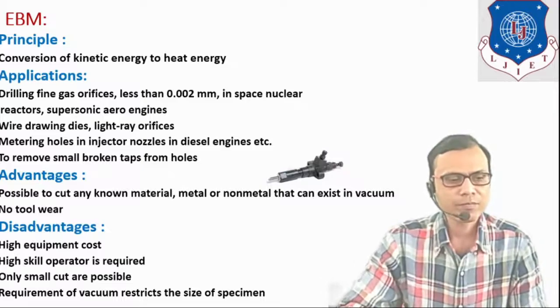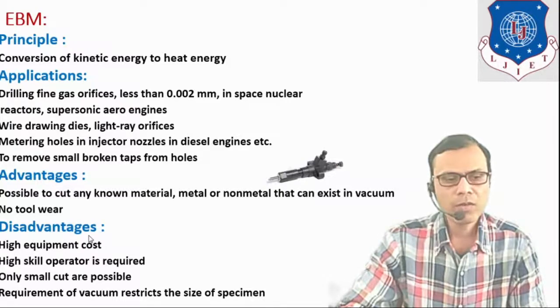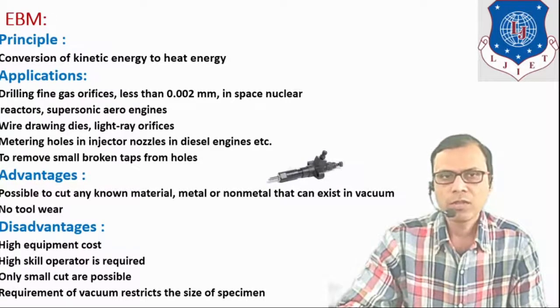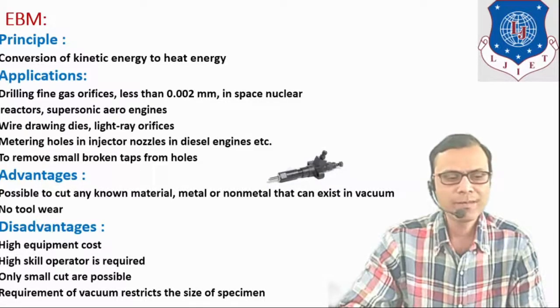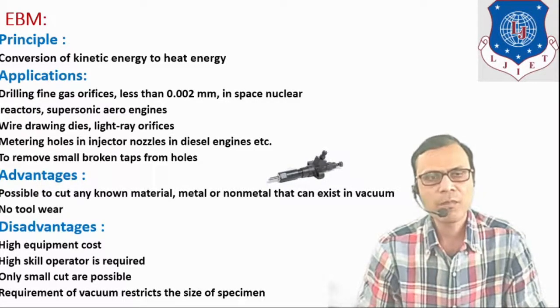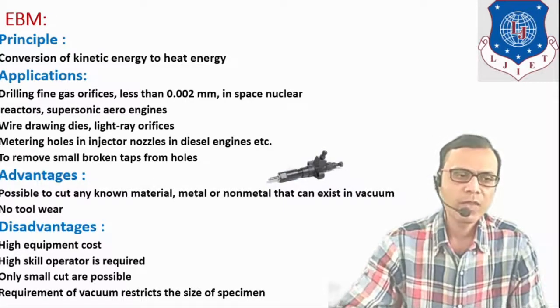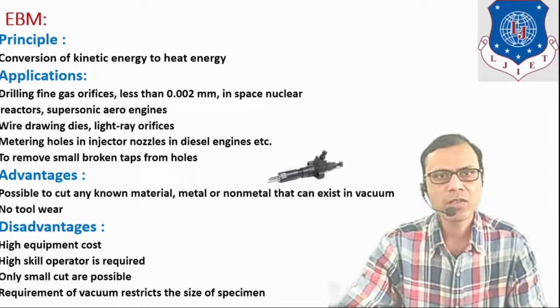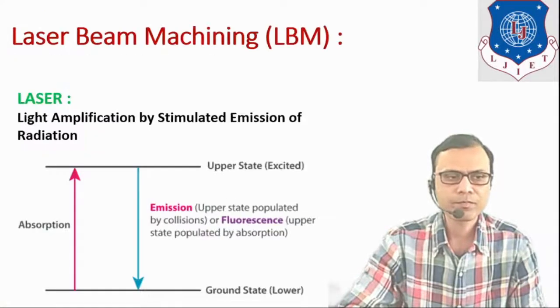Disadvantages of this method are high equipment cost and also high maintenance cost, because the process is carried out in a vacuum chamber, so it is also necessary to maintain the vacuum. High skill of the operator is also required. Only small cuts are possible, and the requirement of a vacuum chamber limits the size of the workpiece that can be machined. So these are the principal applications, advantages and disadvantages of the electron beam machining process.